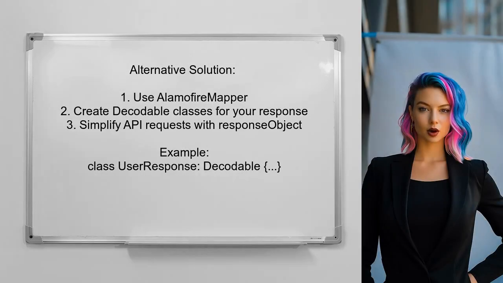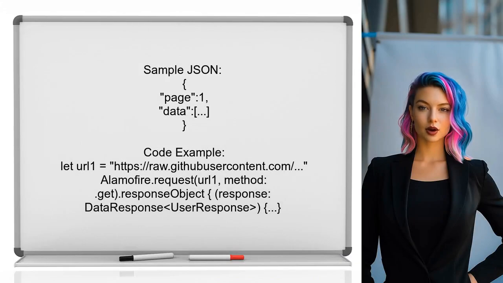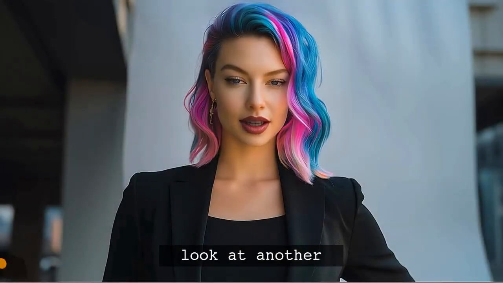An alternative solution suggests using Alamofire Mapper for easier response object mapping. This approach utilizes a decodable class to handle JSON responses seamlessly. The user provides a sample JSON response and demonstrates how to define a user response class to match the structure of the JSON. They also show how to make a GET request using Alamofire. Let's take a look at another answer from another user.